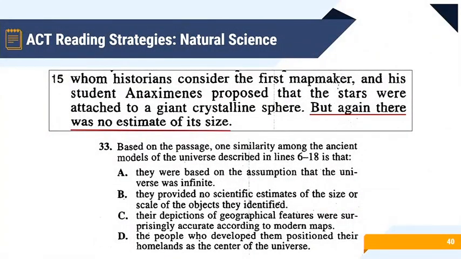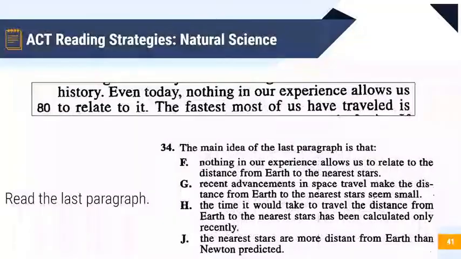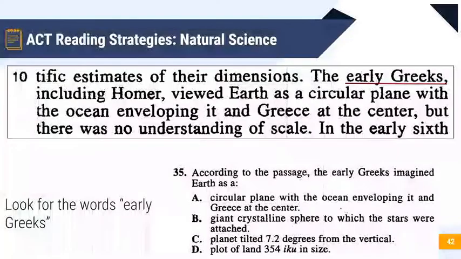There again it says one similarity among the ancient models of the universe in lines 6 through 18, but again, that's going to be similar again. So it says there was no estimate of its size. It says that in B, there's no scientific estimates of its size. The next one is the main idea of the last paragraph. They've got to scan quickly, kind of like what we're doing right now. So nothing in our experience allows it. So it says that in F, nothing in our experiences allows it.